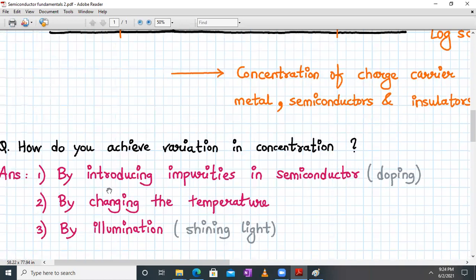Okay, so if semiconductors have such wide range of concentration of charge carriers, how do you achieve this concentration? So you achieve this concentration by either introducing impurities in the semiconductor. Adding impurities in the semiconductor material is the process which is called doping. Next will be by changing the temperature. So by changing temperature, you can vary the concentration. And finally, we have illumination. By shining light on the semiconductor material, also we can change the concentration.